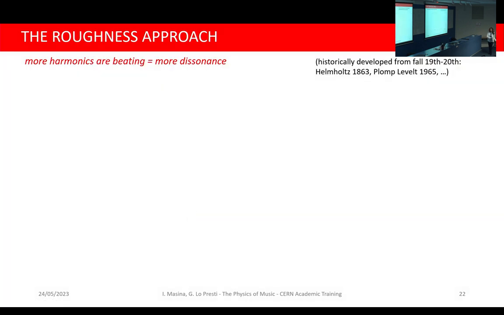Okay, so let's go to the other approach, the one associated to roughness. And this is probably more famous because it was historically developed, especially by Helmholtz, in the beginning, in the fall, sorry, of the 19th century, and was discussed during all the 20th century. You say that the more harmonics are beating, the more there is dissonance. But dissonance is 1 minus consonance, if they are normalized, so you got it.